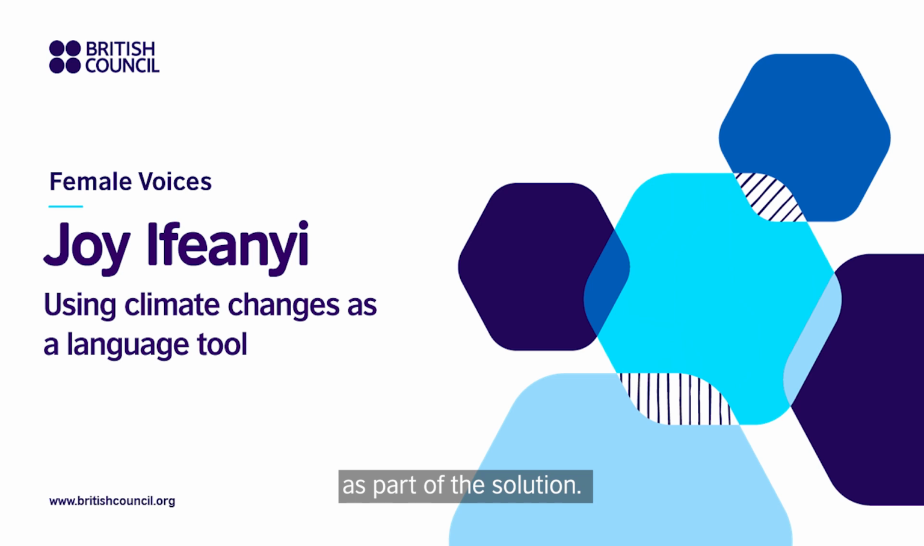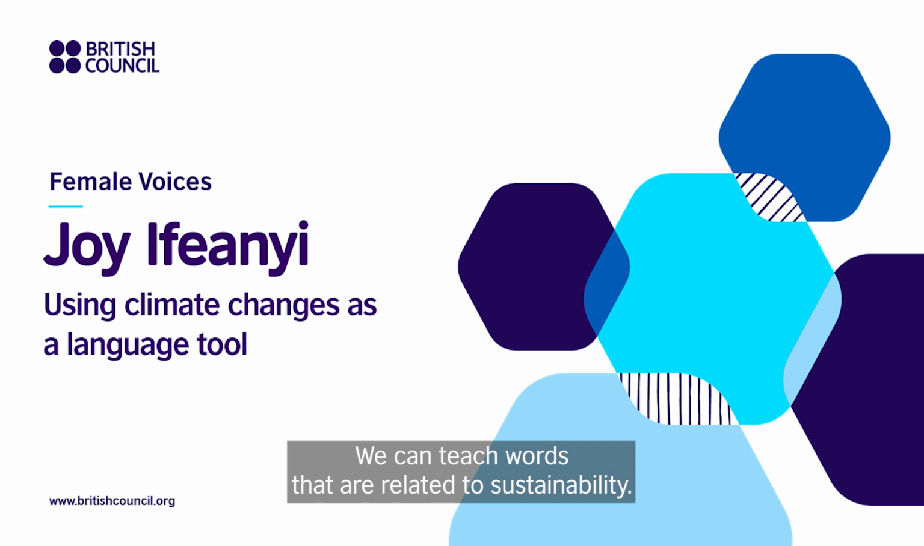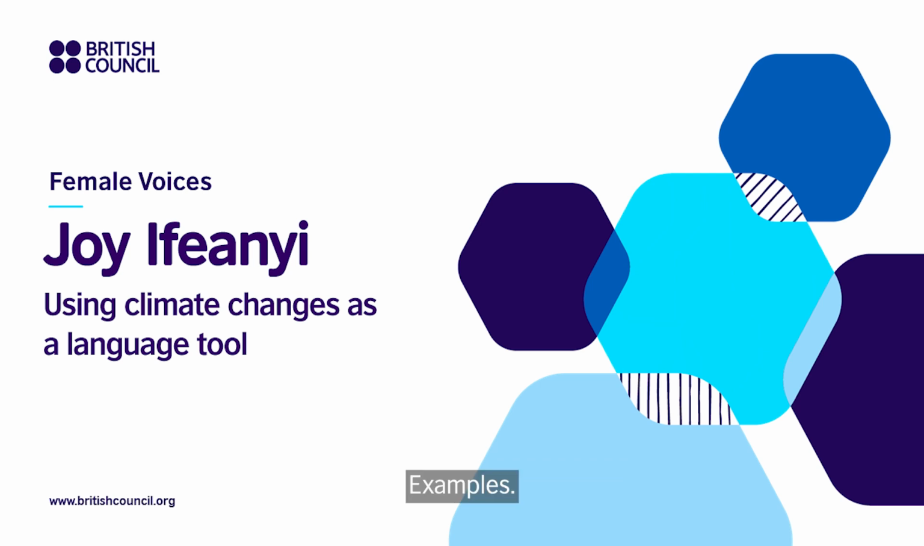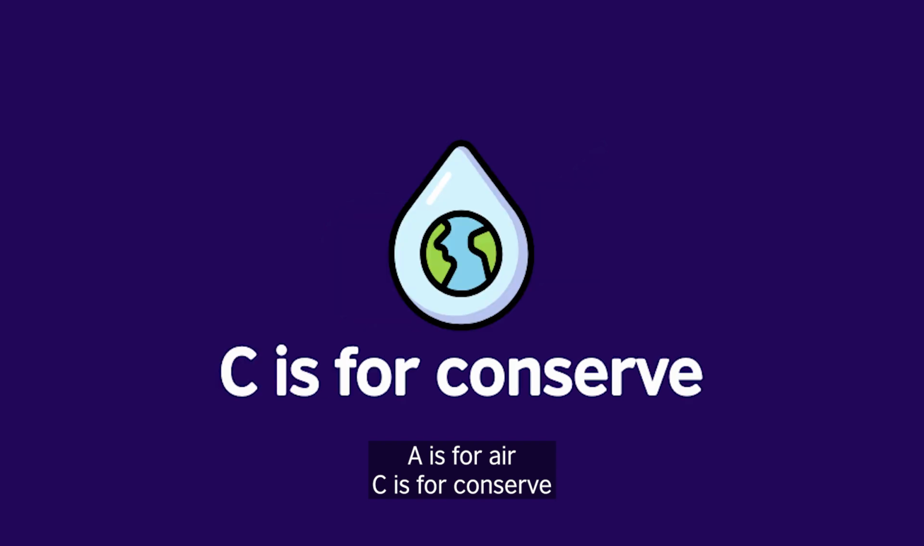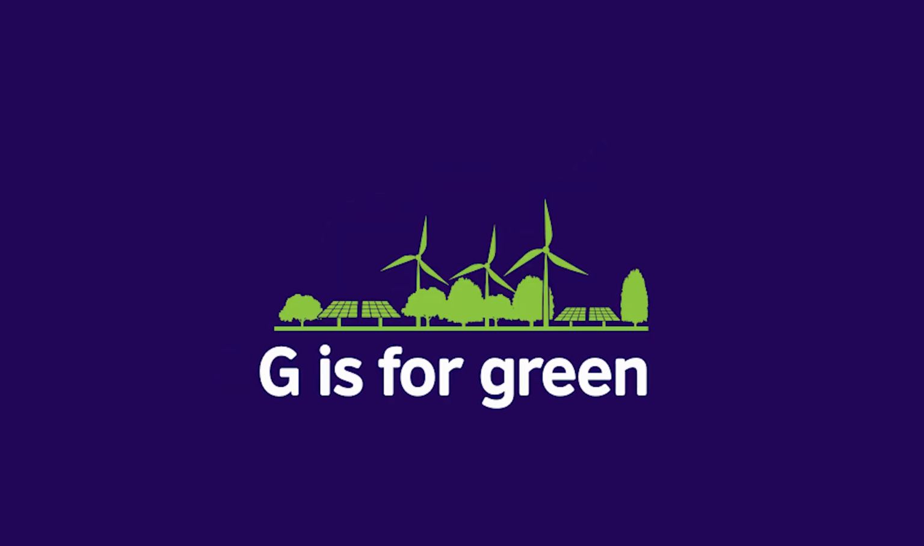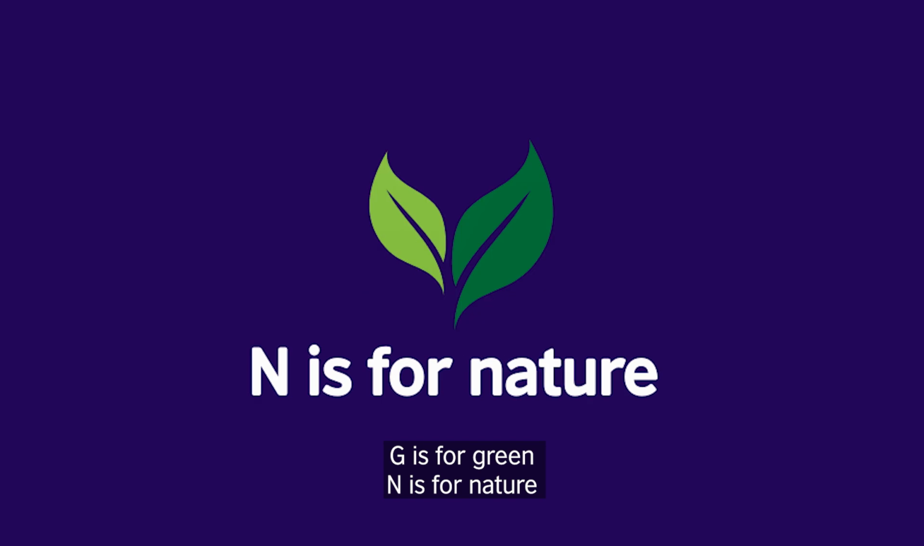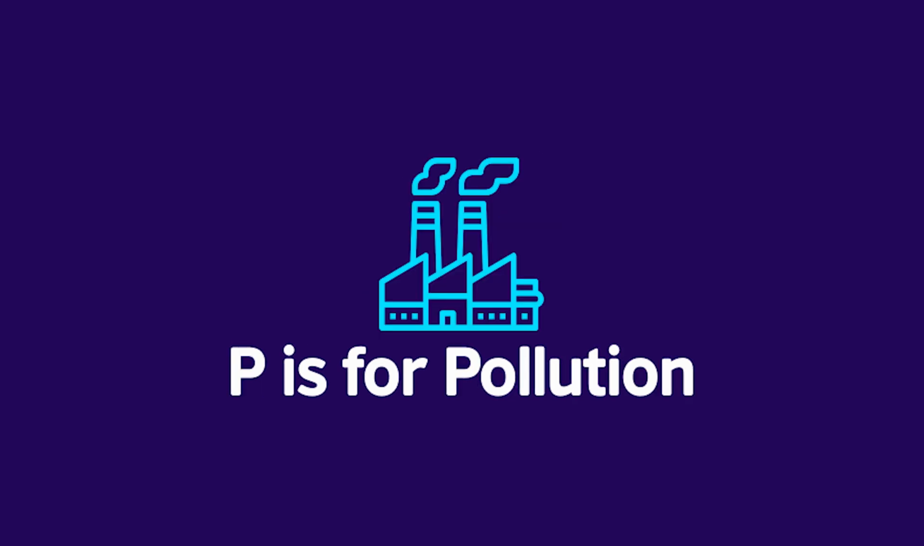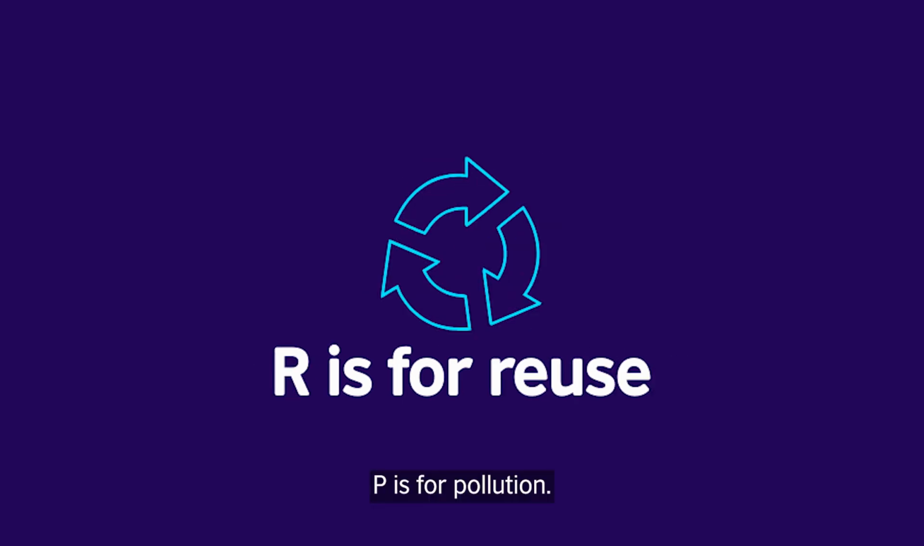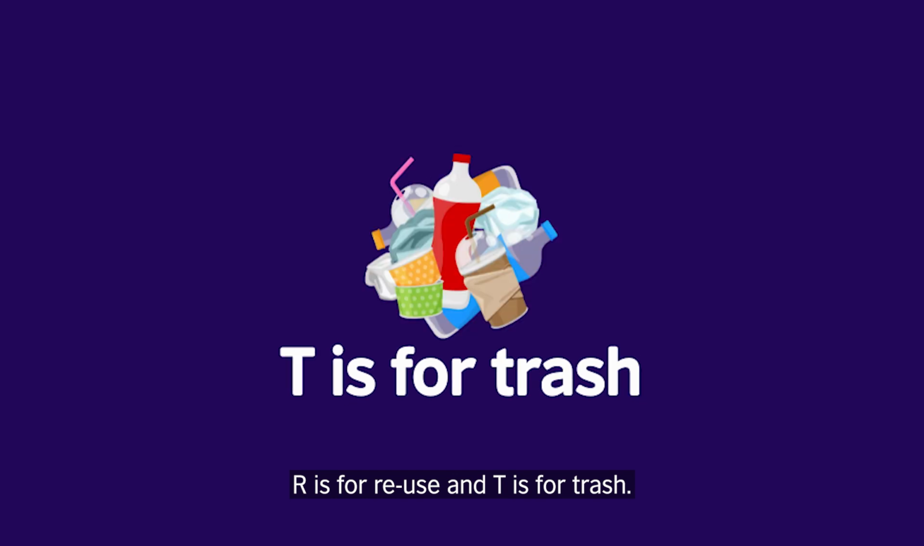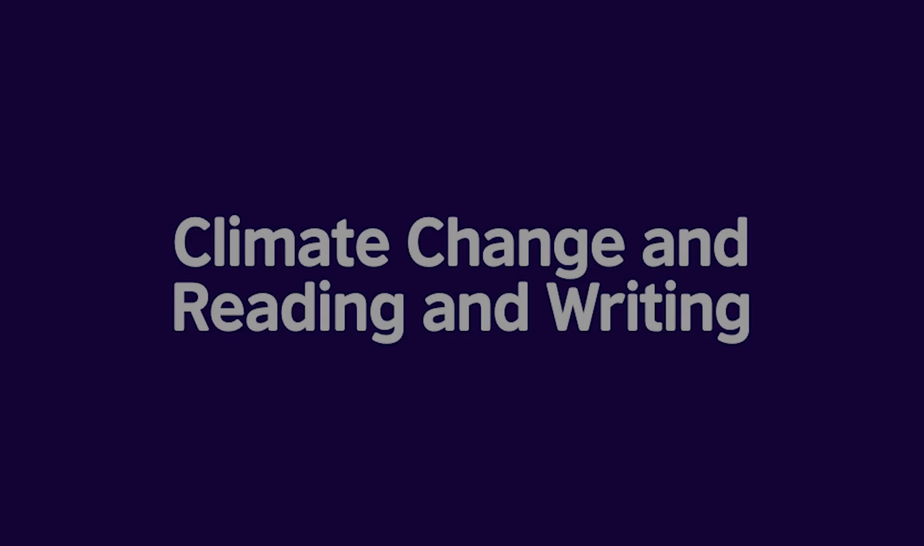of the solution. For spelling and vocabulary building, we can teach words that are related to sustainability. Examples: A is for air, C is for conserve, G is for green, N is for nature, P is for pollution, R is for reuse, and T is for trash.